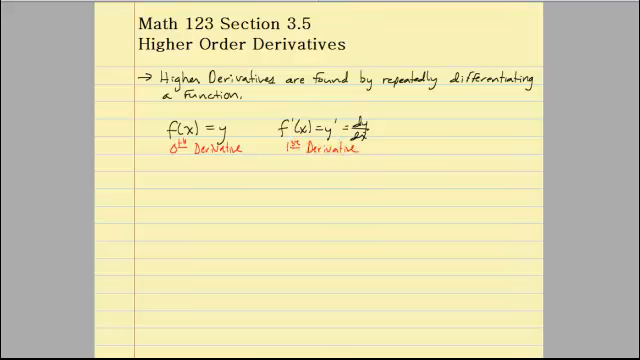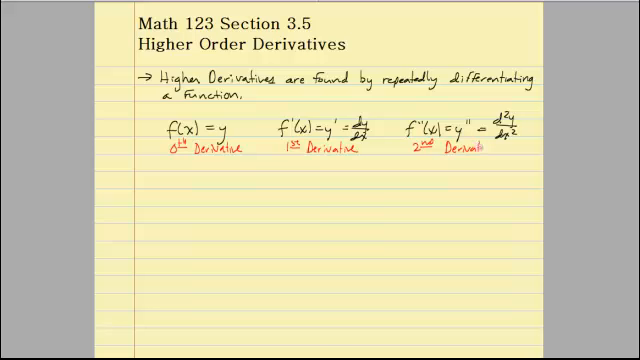We'll go ahead and go up to a second derivative here. That would be f double prime of x, or y double prime, or d squared y/dx squared. And these are all second derivatives. And of course our notations go up from here.